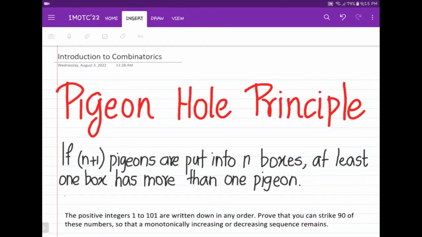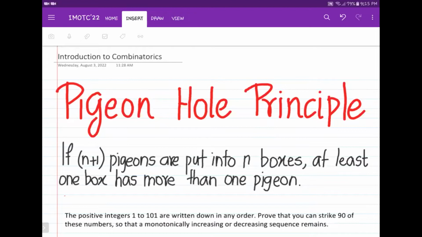So, the pigeonhole principle, a very simple principle. If we have n plus one pigeons and we are putting them into n boxes, then at least one box has more than one pigeon. You would think it is common sense, and yes, but you can also prove this mathematically and rigorously.